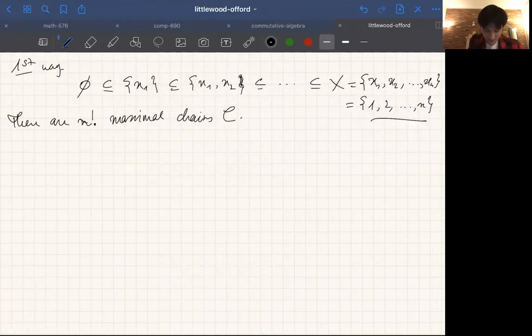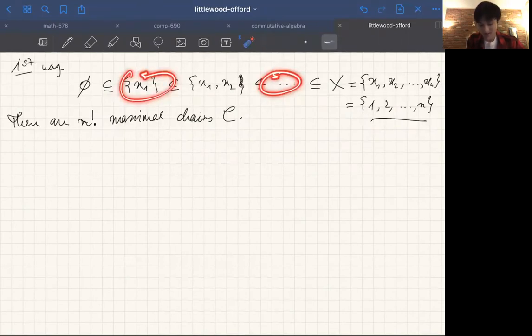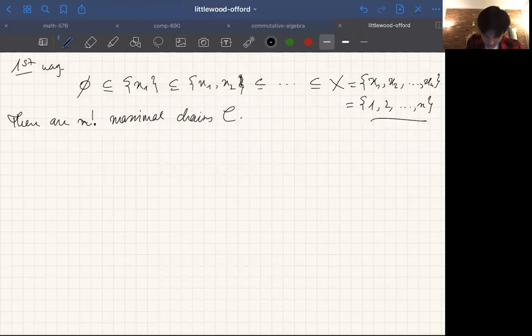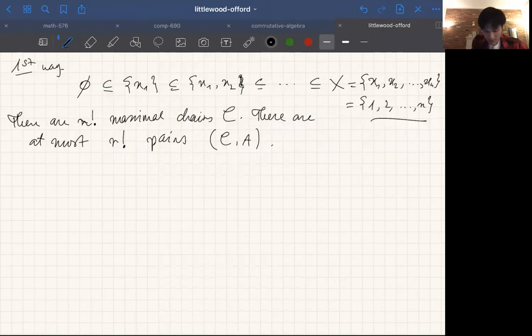Look at this chain C: it can't possibly contain more than one element of F. Imagine if it did, like if this guy is in F and this guy is also in F. Well, that's not possible because this one's contained in that one, so it wouldn't be an antichain. So there are n factorial maximal chains C, and since each one contains at most one element of F, there are at most n factorial pairs (C, A). Okay, so we have one way of counting it.